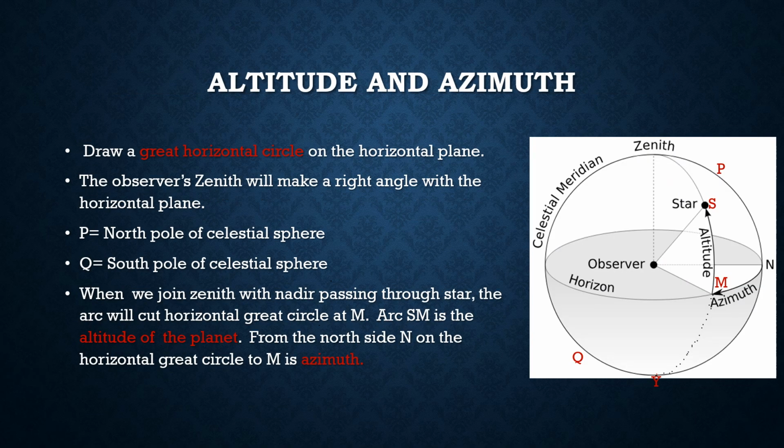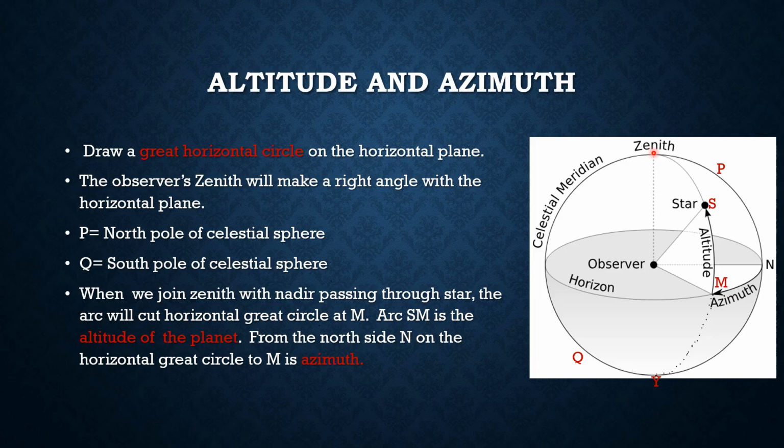Then another concept is altitude and azimuth. So here you draw a great horizontal circle, which is there on the horizontal plane, and the observer is at the center of this horizontal plane. You know the head is always what we say as zenith, and on the opposite side, the corresponding lower part is the nadir.